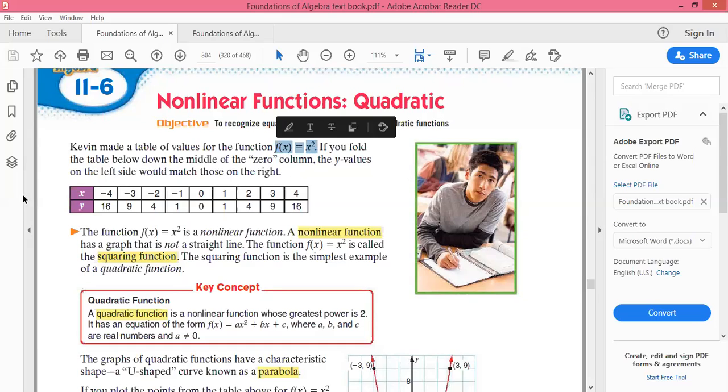Like, first you put the value of x as -4 here, which means 4 square. What will it be? 4 square.